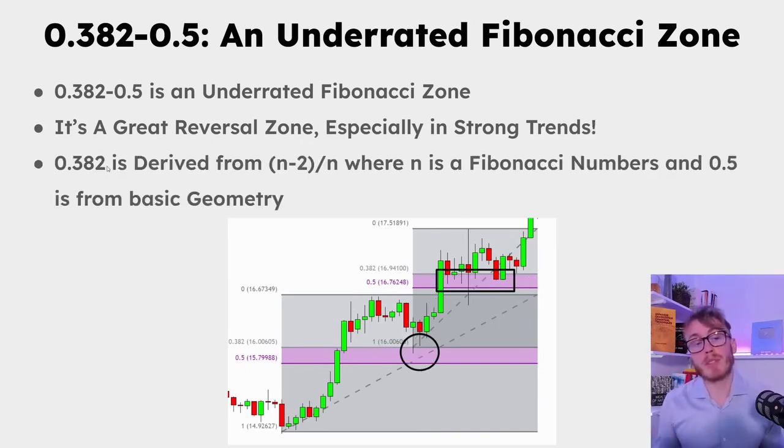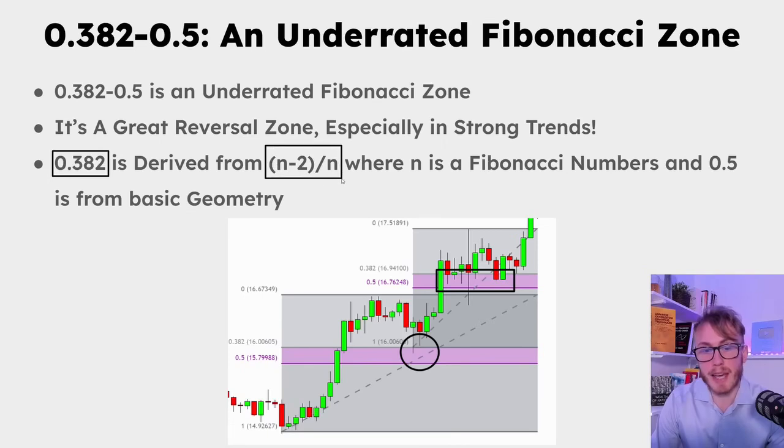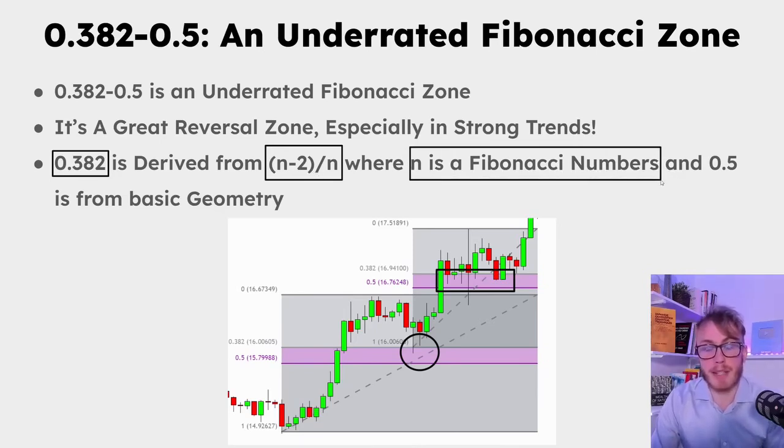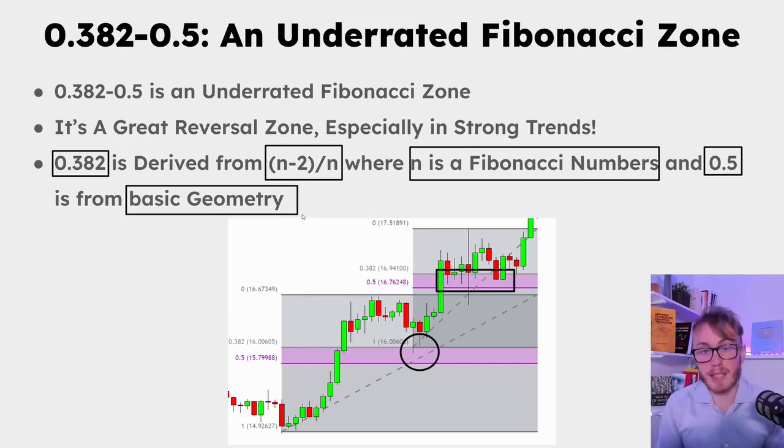And now you may of course once again wonder, where are these numbers from? Well, the 0.382 comes from the Fibonacci sequence. This time we take any Fibonacci number and we take the number that is 2 steps previous to that number and divide it by the number we choose. That is basically n minus 2 divided by n. And as I said, where n is a Fibonacci number, and 0.5 once again comes from basic geometry.